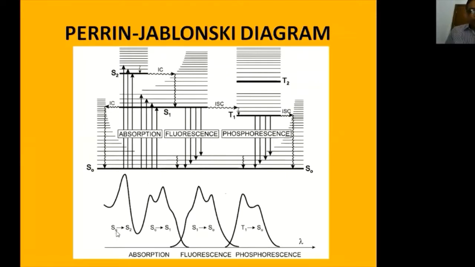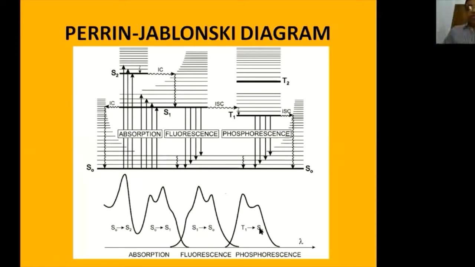It can go from S0 to S2 or S0 to S1, and relaxation always happens from the first excited state, that is your S1 to S0. You also have the relaxation possible from the triplet to the singlet ground state. So you have phosphorescence. So this picture gives you the absorption, fluorescence, phosphorescence, connecting energy positions.